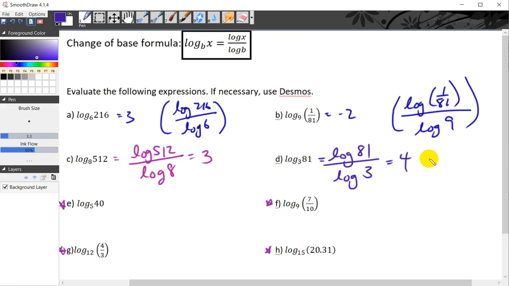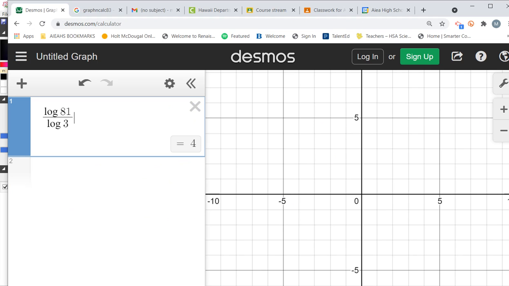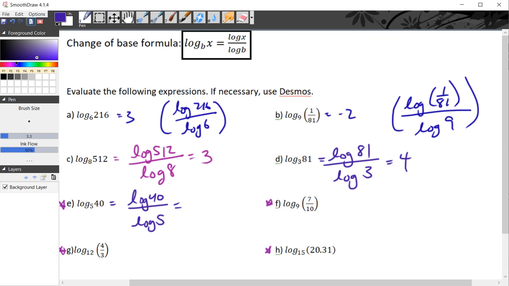Okay, so similarly with letters E, F, G, and H here. So what we have is log 40 divided by log 5. So let's go ahead and use Desmos and calculate that. Log 40 divided by log 5. So now we got a decimal this time. This is 2.29. Let's just be a little bit more precise with this. 2.292. So this is 2.292.